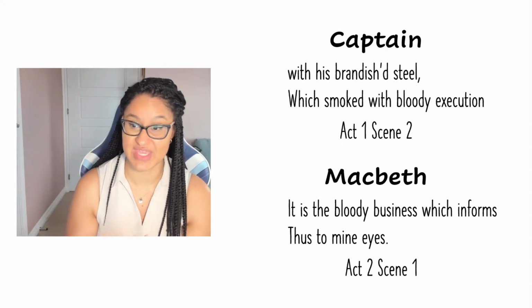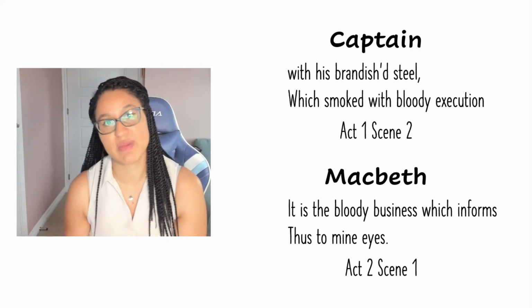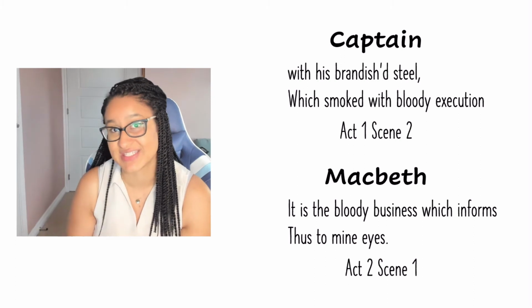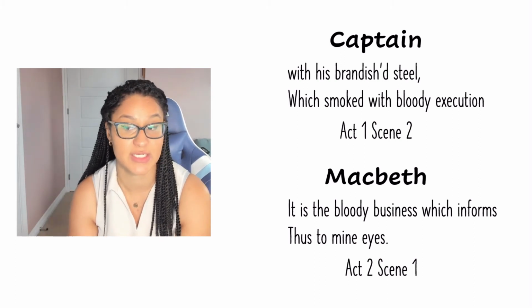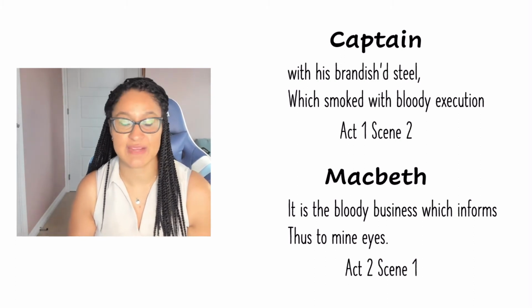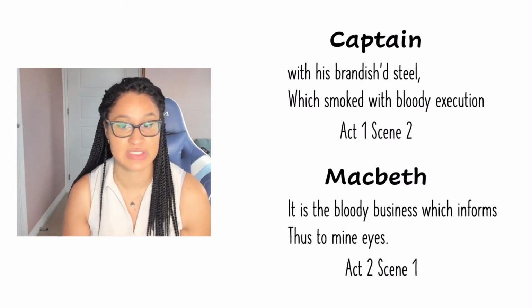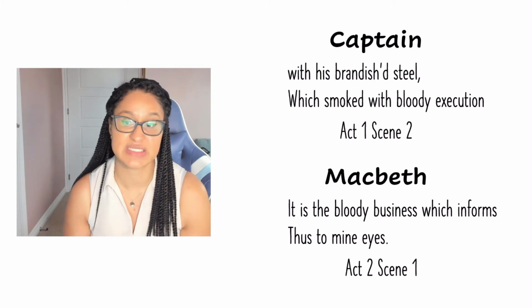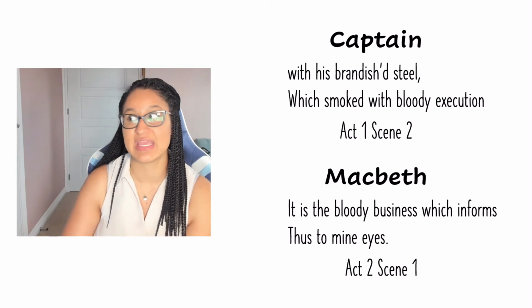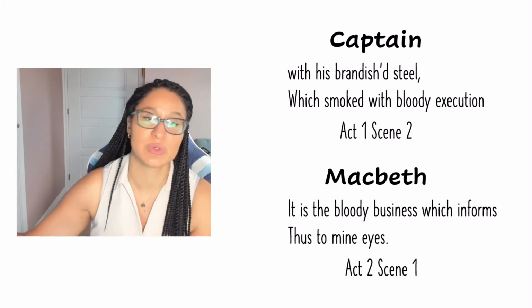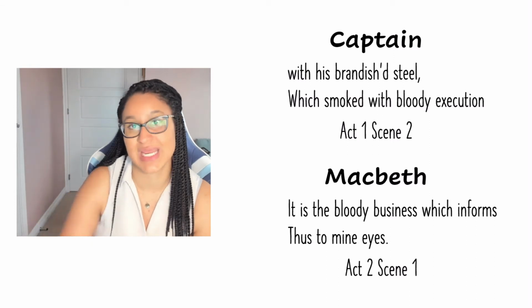And then the second thing, from Act 2, Scene 1, that's when Macbeth is having his hallucinations of the dagger right before he goes to kill King Duncan. And he's trying to decide if the dagger is real or if it's a hallucination. And he concludes it is a hallucination, and it is "the bloody business which informs thus to mine eyes." So it's the violent act I'm about to go commit that is making me hallucinate a dagger.